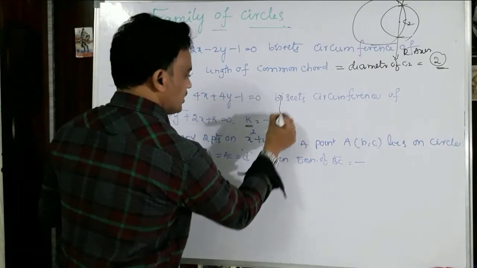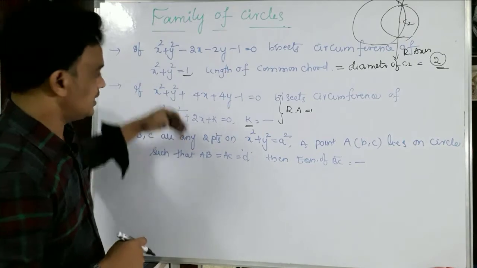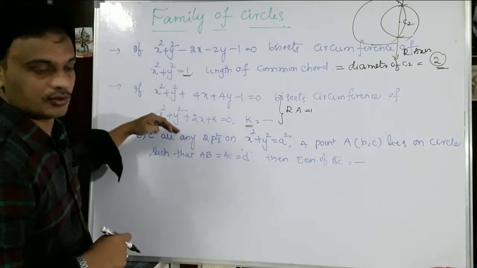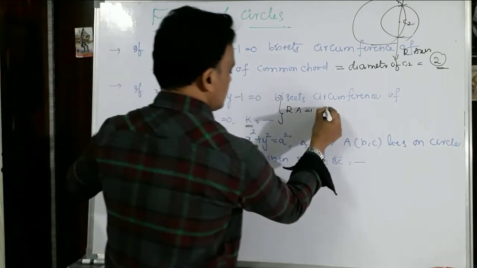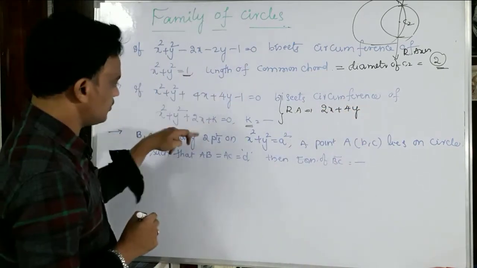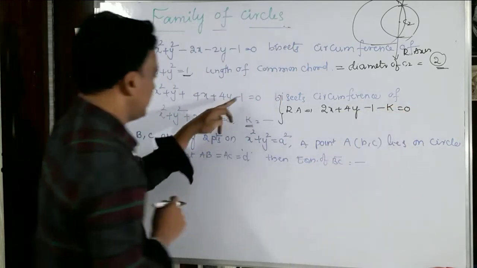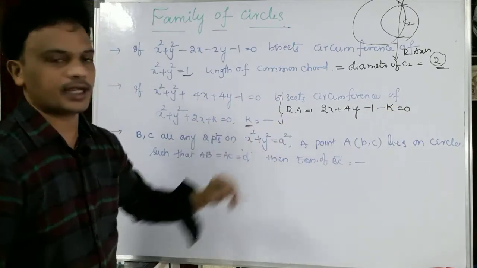Now, first of all, what is the radical axis of the two circles? The radical axis is S minus S dash equals 0. So, which is 2x plus 4y minus 1 minus k equals 0, which is your radical axis.